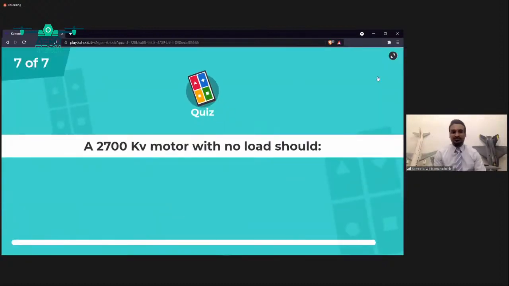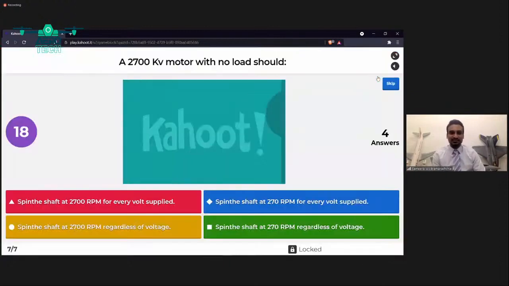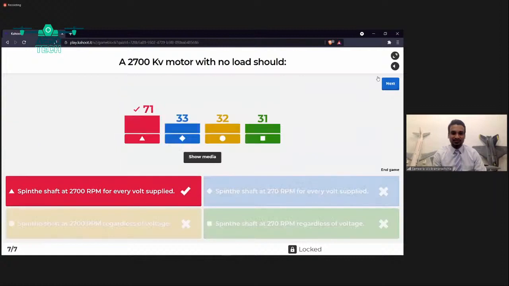So a 2,700 kV motor with no load should spin the shaft at 2,700 RPM for every volt supplied, spin the shaft at 270 RPM for every volt supplied, or spin the shaft at 2,700 RPM regardless of voltage, spin the shaft at 270 RPM regardless of the voltage. And the correct answer is spin the shaft at 2,700 RPM for every volt supplied.